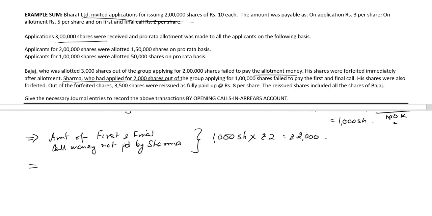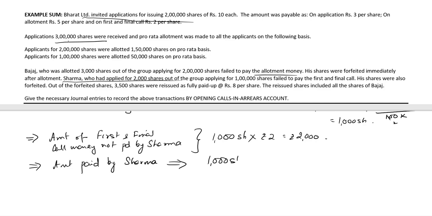And to get the amount paid by Sharma, Sharma has paid the application plus the allotment. So the amount paid by him is 1,000 shares multiplied by rupees 8 per share, which is rupees 3 per share on application plus rupees 5 payable on allotment. Both application and allotment has been paid by Sharma. So total amount received from him is rupees 8,000.